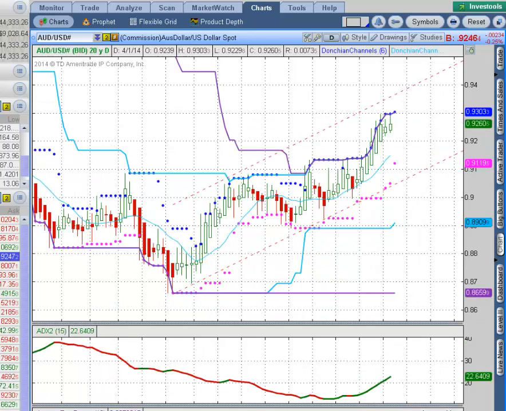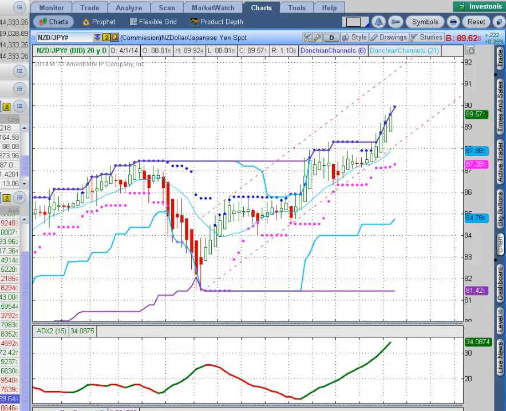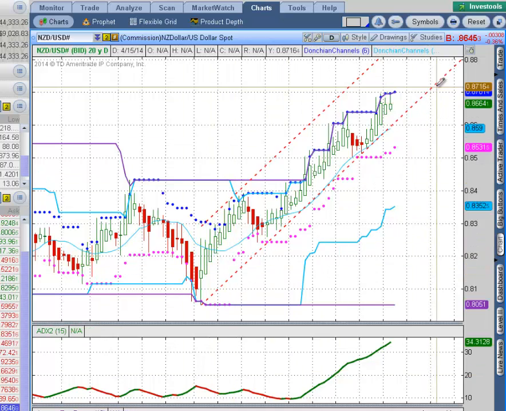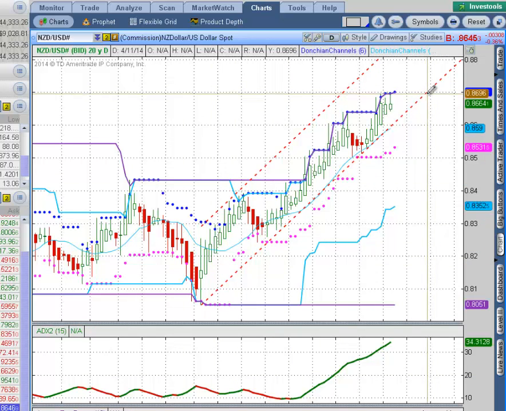We'll now look at the price charts for our other 3 qualified pairs. Here's the Aussie US dollar. It's been in a medium-term uptrend channel, and this would be a bullish trade. And here's the New Zealand dollar yen. It's been in a medium-term uptrend channel, and it would be a bullish trade. And this is the New Zealand US dollar. It's been in a medium-term uptrend channel, and this would be a bullish trade.